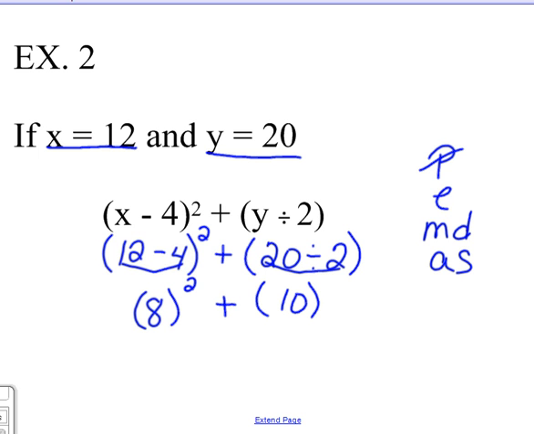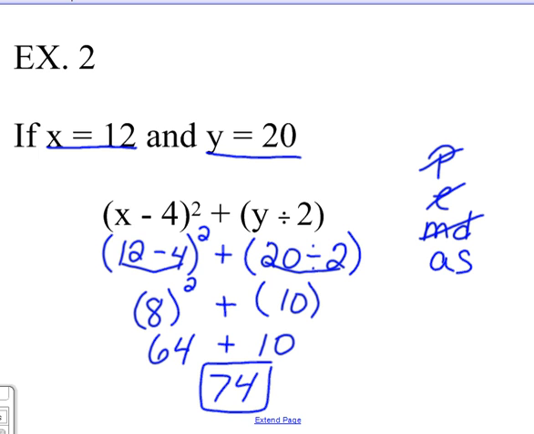Now there's nothing left to do inside the parentheses. So now I'm going to go ahead and do exponents. 8 squared means 8 times 8, which is 64. Everything else comes down. So now I'm done with my exponents. There are no multiplication and division, so I'm left with addition and subtraction. 64 plus 10 is 74. And that's your answer.